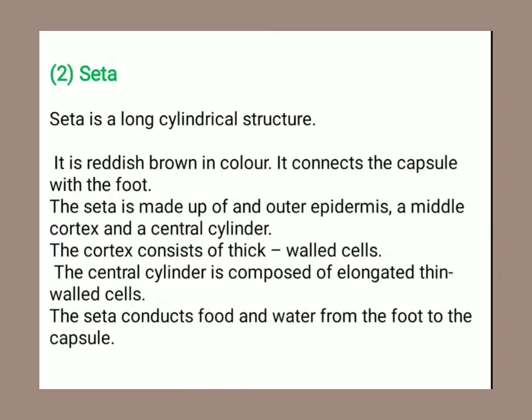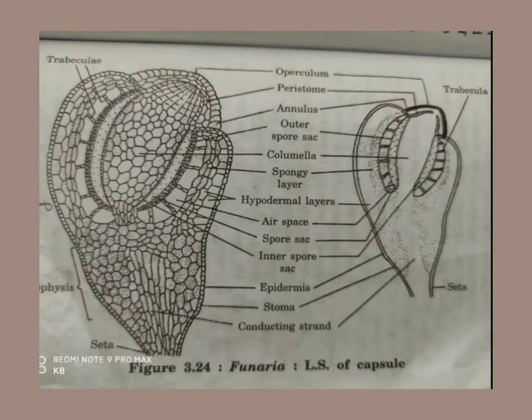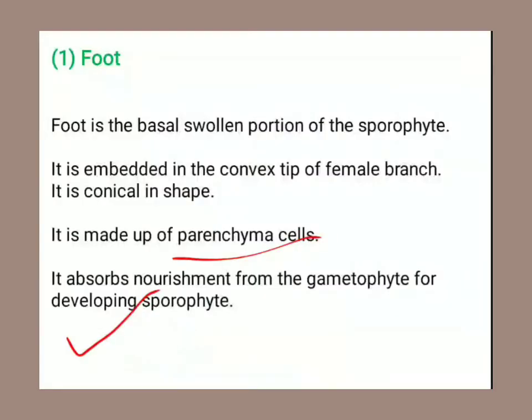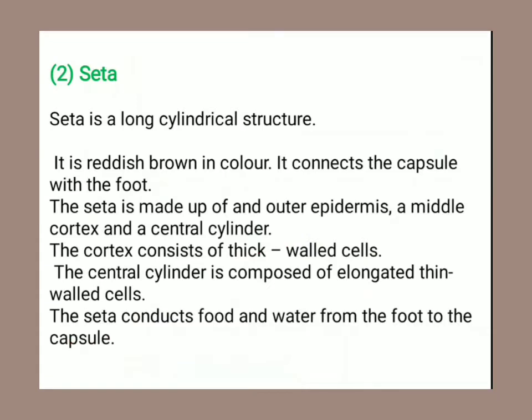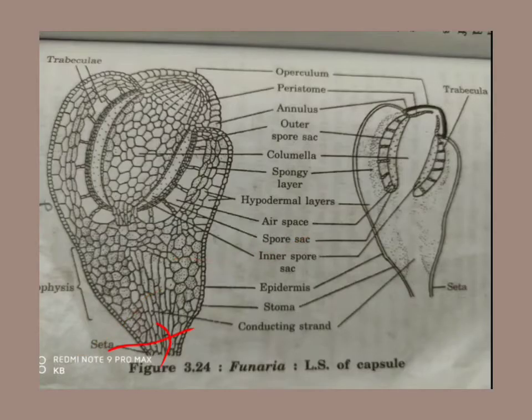Then the seta. You can see in this figure, this portion is known as the seta. Seta is a long and cylindrical structure, reddish brown in color, and it connects the capsule with the foot. The seta is made up of the outer epidermis, middle cortex, and a central cylindrical portion. You can see in this figure, this is the seta portion, and it is made up of outer epidermal cells, the middle cortex cells, and the central cylinder.